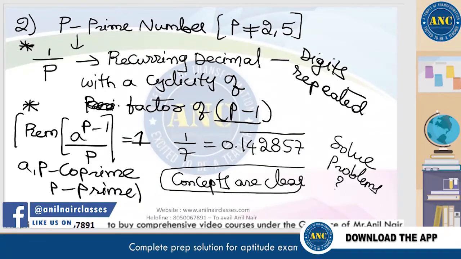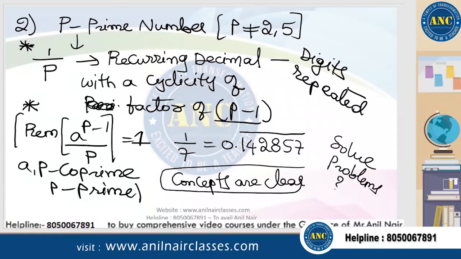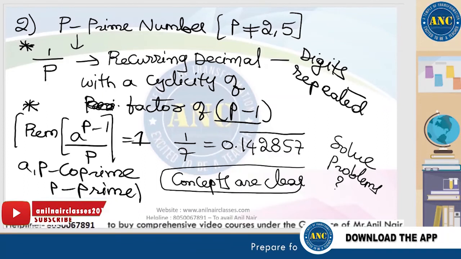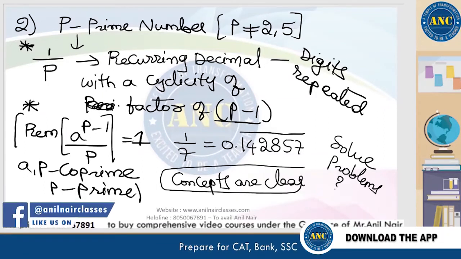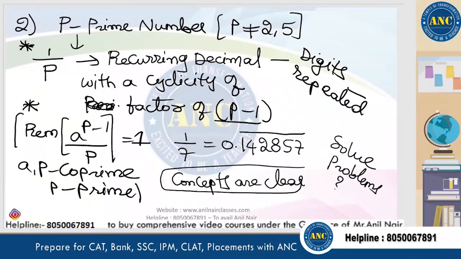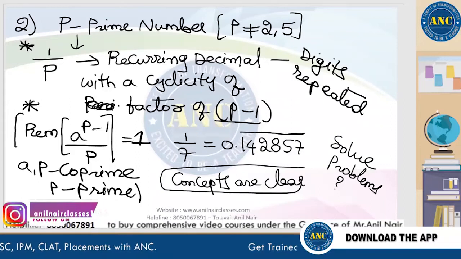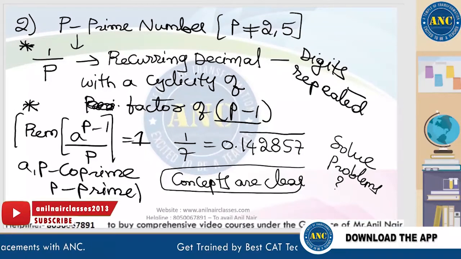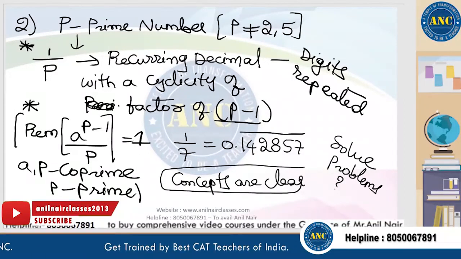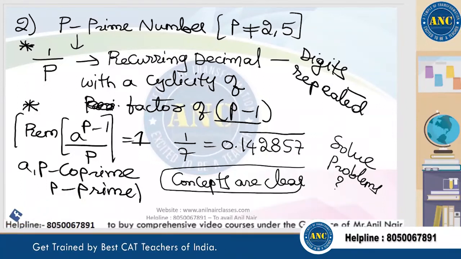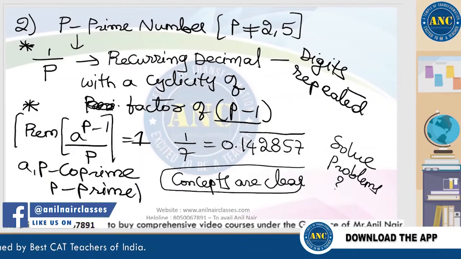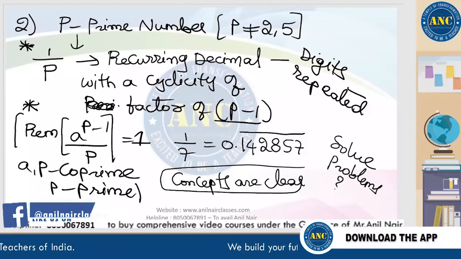Digital sum is used only for terminating decimals. It cannot be used for recurring decimals. First point, a decimal will be terminating when the denominator is either a power of 2, a power of 5, or powers of both 2 and 5. That is clear. Next, if it is a recurring decimal, now let us discuss the problems. First one.